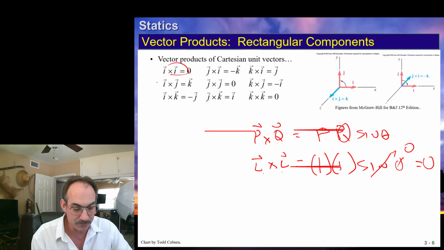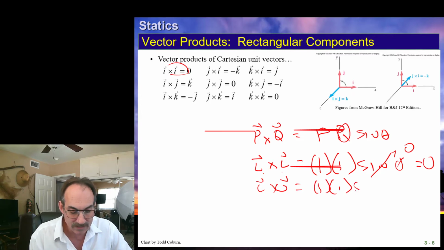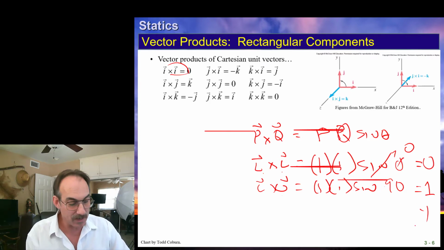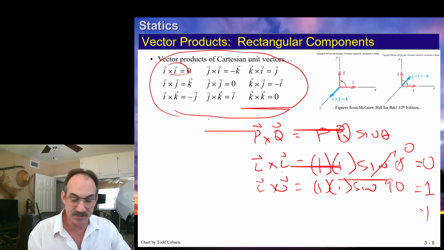That's what this says. If, on the other hand, we take I cross with J, our magnitude is going to be 1 times sine of, these are 90 degrees apart. So that's going to be I with J, 90 degrees is going to be 1. If we had negative 90 degrees, we're going to get -1, and so on. And that's what all this is saying.